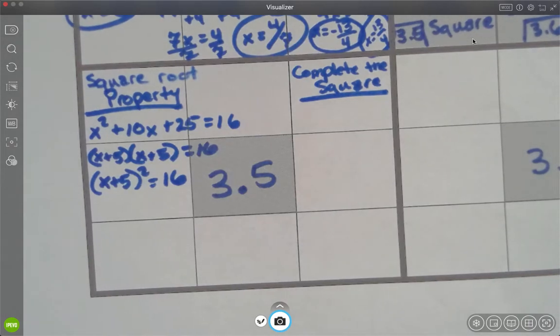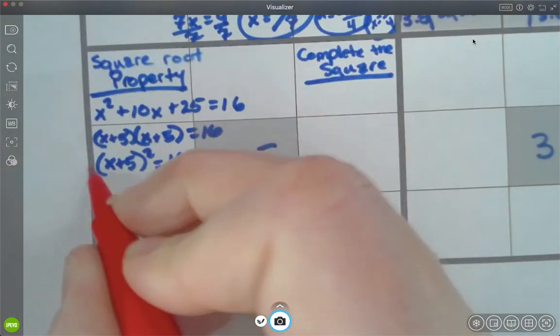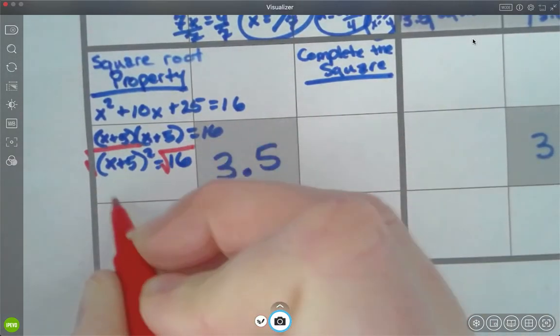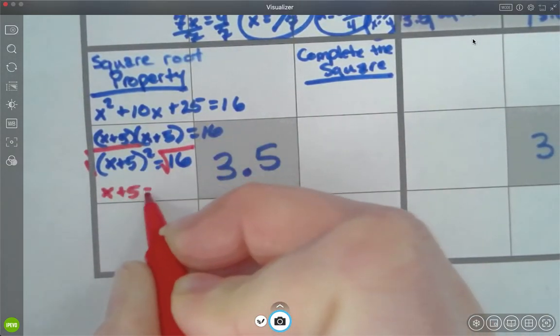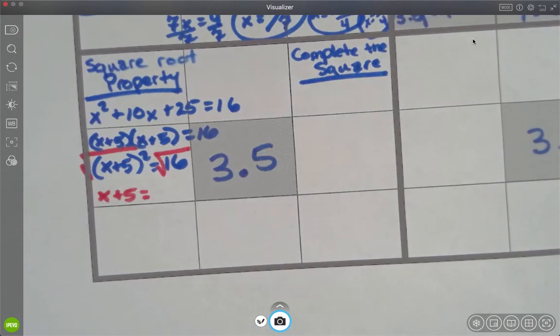Take the square root. Square root here, square root here. So x plus 5 is going to fall out. What's the square root of 16? 4. No. What's the square root of 16? Plus or negative 4. Plus and minus 4.